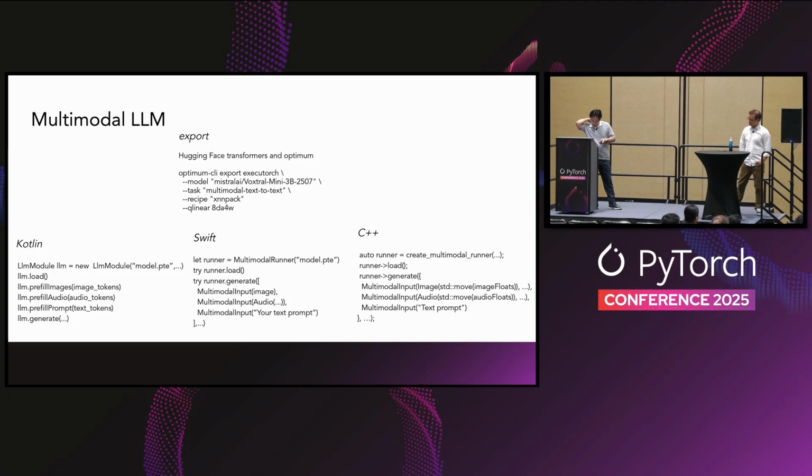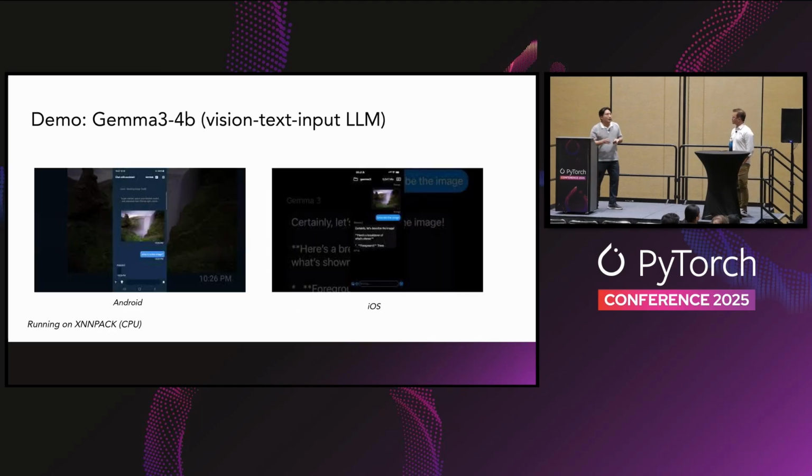We have a few demos. Let's just pick this one. So this is running Gemma 3 4 billion parameters. This is a vision and text input model. And what it's doing is taking an image as an input as well as text as an input. And then it is running on XNNPACK on ARM CPU with Kleidi enabled on this one.